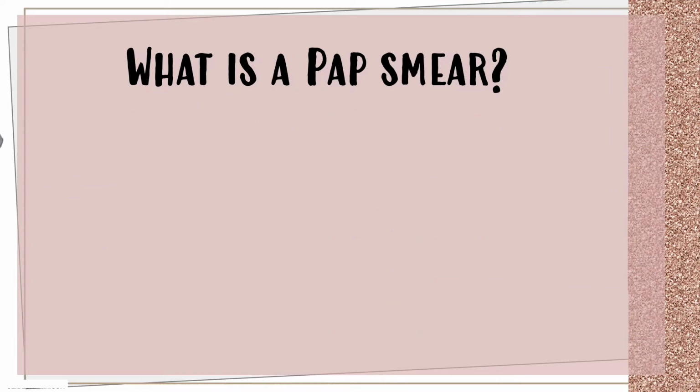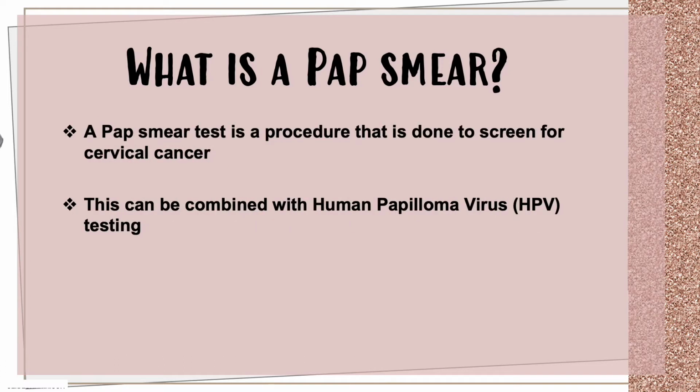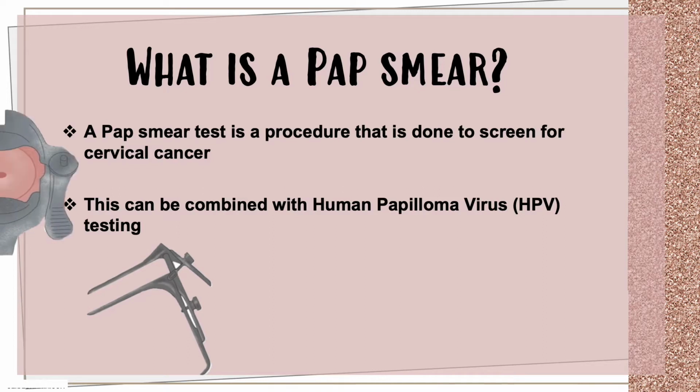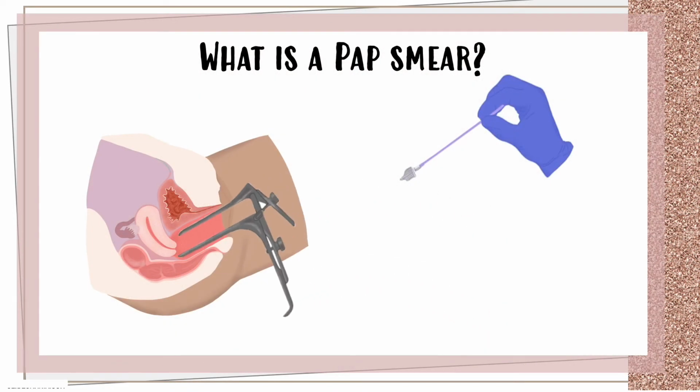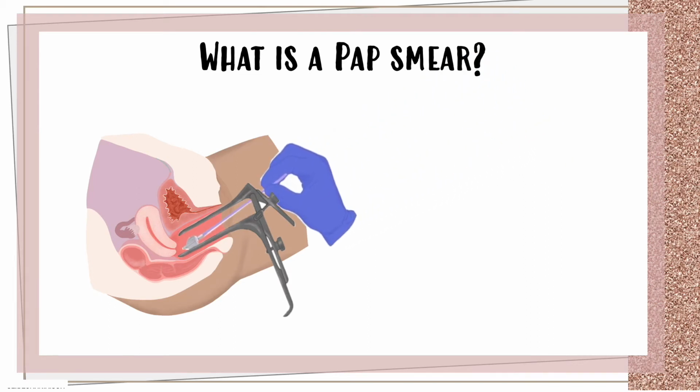What is a pap smear? A pap smear is a test that is done to screen for cervical cancer. Usually this test is combined with a test for human papillomavirus, also known as HPV, the virus most commonly associated with cervical cancer. A pap smear test includes a speculum, which is used to visualize the cervix, and then we use a brush to obtain cells from your cervix. As you can see in this animation, the speculum goes in, we take a brush, and take some cells. These cells are then sent to the lab, and then you would get a result.